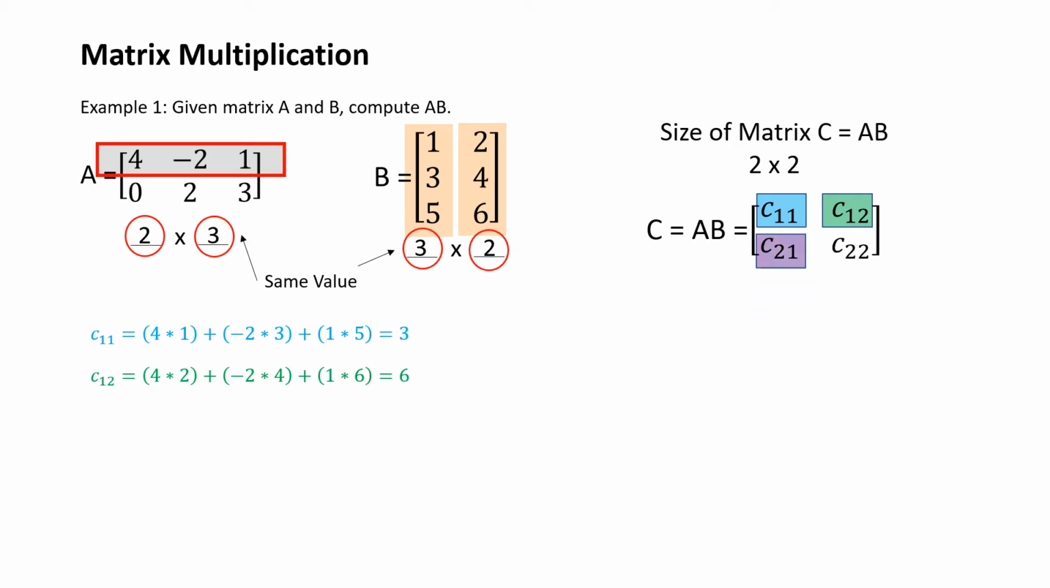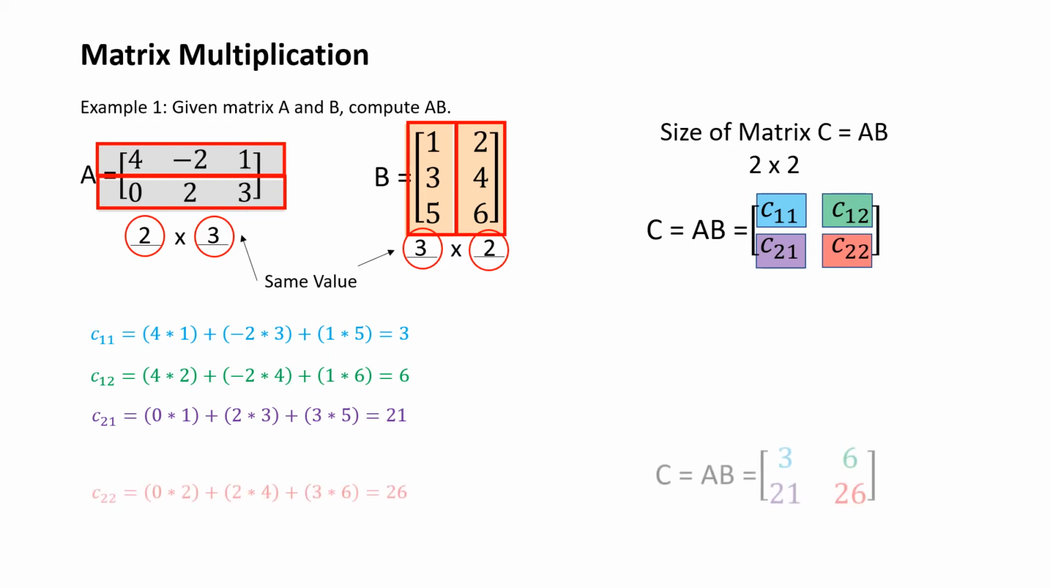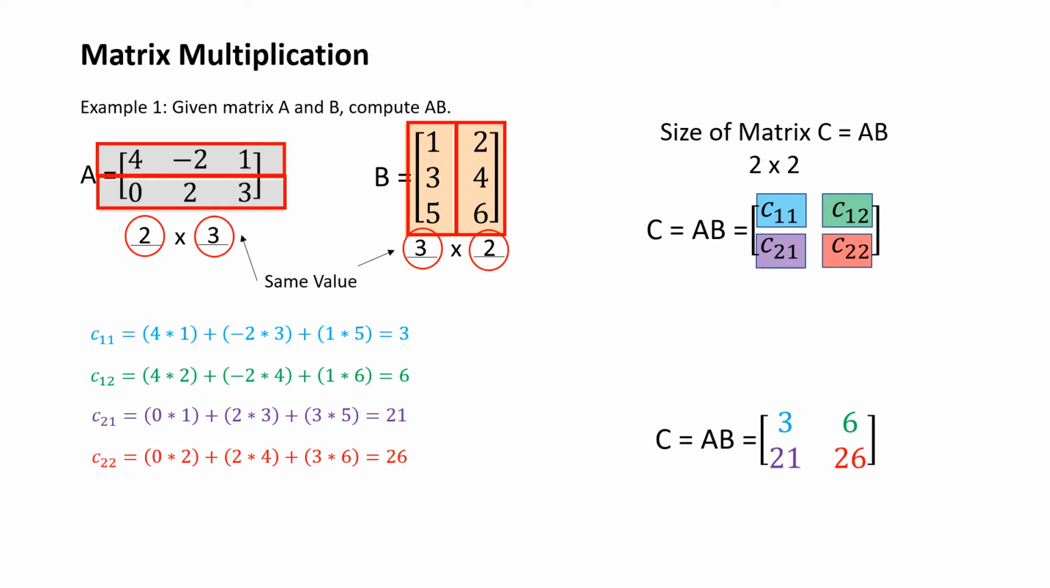In order to determine coefficient C21, we need to take the dot product of the second row in matrix A with the first column in matrix B in order to get a value of 21. And the last coefficient can be determined by taking the dot product of the second row in matrix A with the second column in matrix B to get a value of 26. Therefore, when we perform matrix multiplication, the product is right over here in the corner.